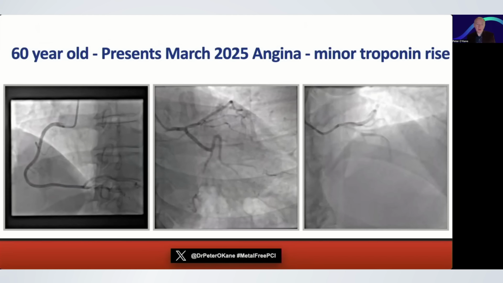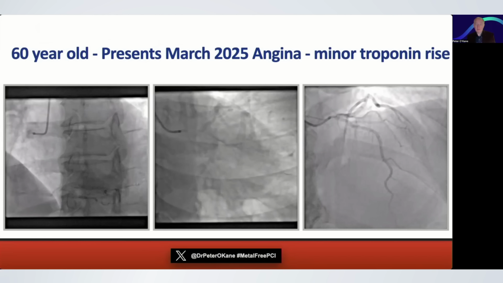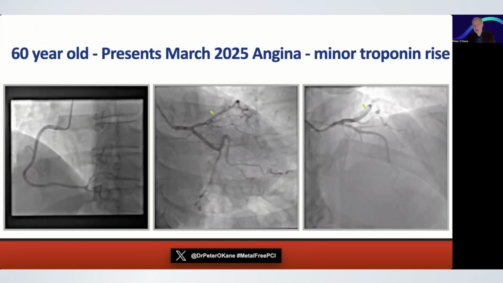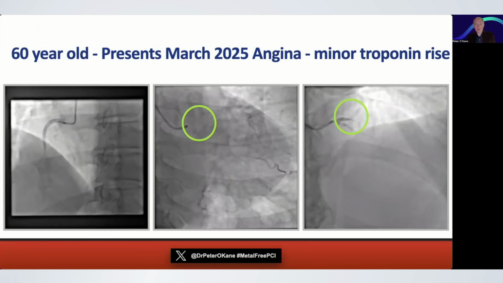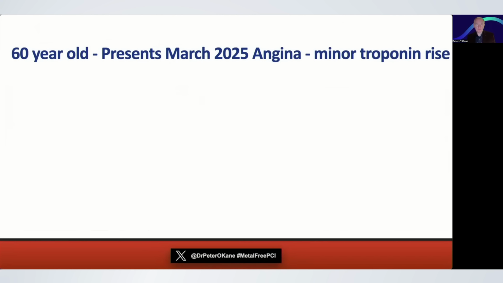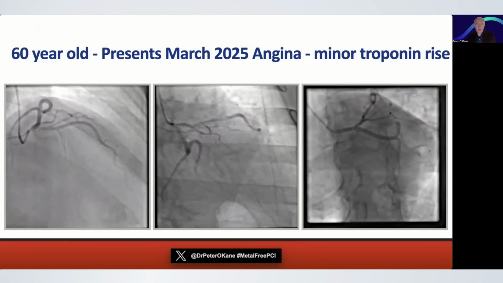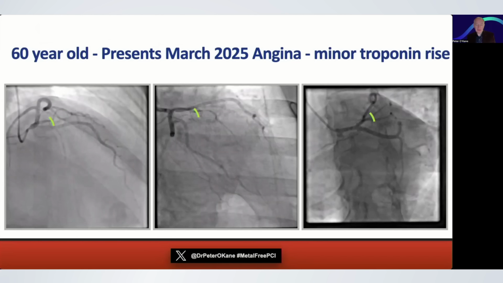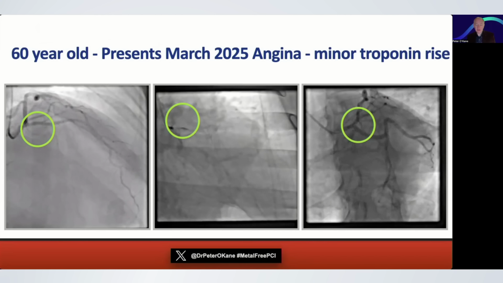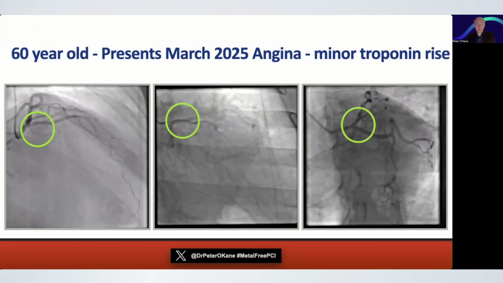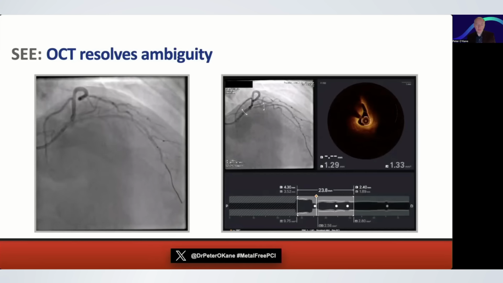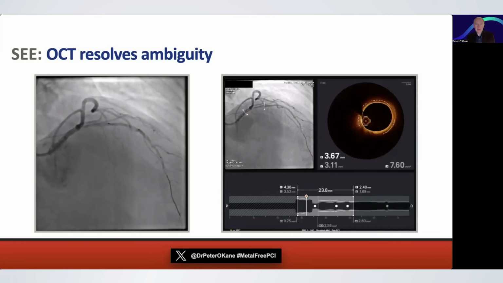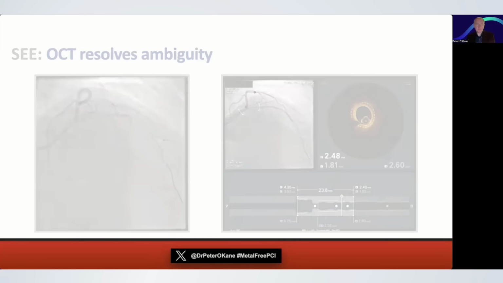A 60-year-old patient presents in March with ambiguity at the ostium of the LAD, and the angiogram is not clear that there is even a lesion there at all. There's a minor troponin rise, so we know something is amiss. The patient then has OCT to try and understand this lesion in more detail and define whether there is a significant stenosis or not. There's the OCT. It runs quite fast, but you can detect there is a stenosis here just at the ostium of the LAD.